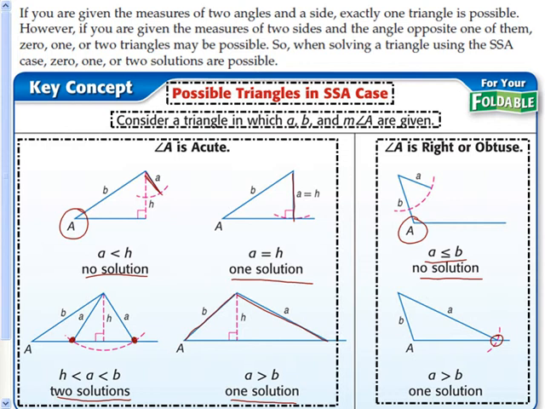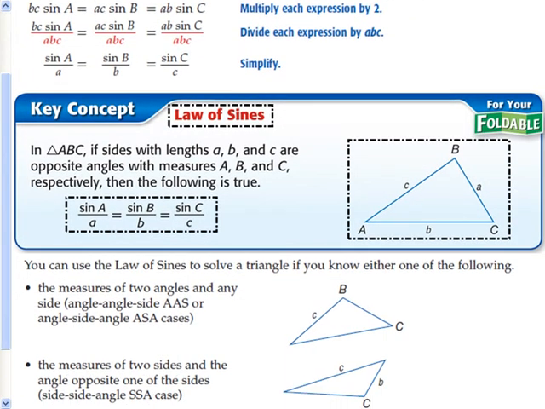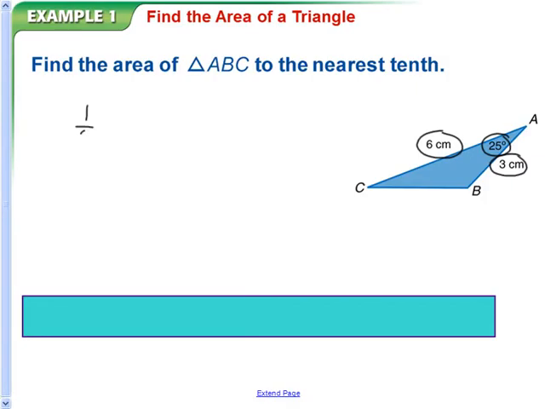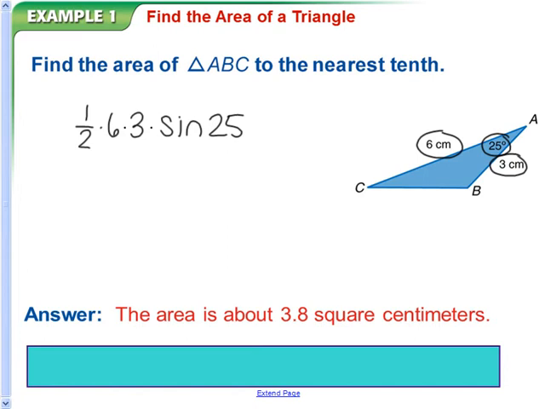So if we're using this angle, we use the two sides next to it. It's half, the two sides, and then the sine. So half 6 times 3 times the sine of the angle. And you can just type that into your calculator. Make sure when you're typing it in that you are in degrees, because it's given as 25 degrees, not 25 radians, which comes out to be 3.8.